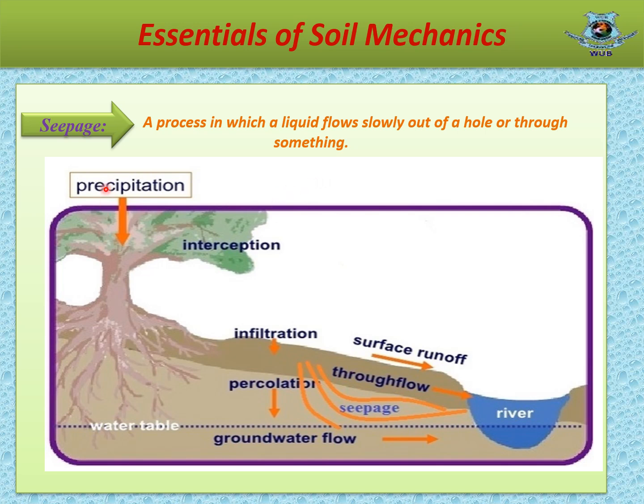When precipitation occurs, some of the raindrops fall into the branches of the tree, which is known as interception. Most of the raindrops flow over the surface, which is known as surface runoff, and during this time, some water enters into the soil by means of infiltration and percolation through the voids of the soil, and finally reaches the river or groundwater. This movement of water into the soil is known as seepage.